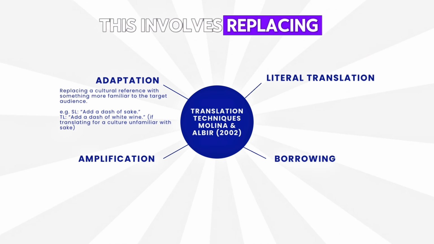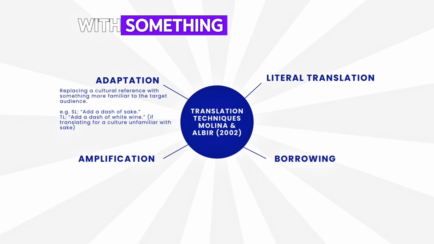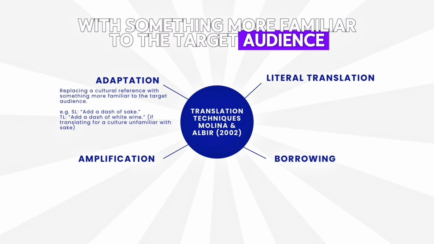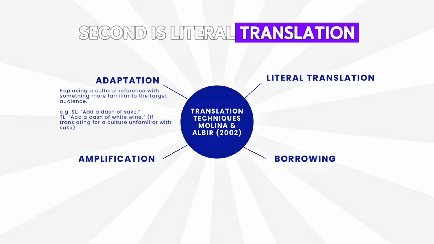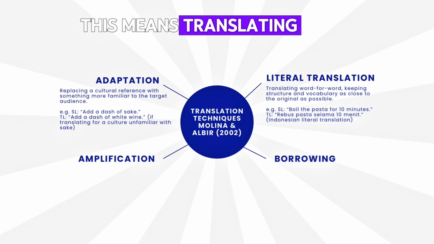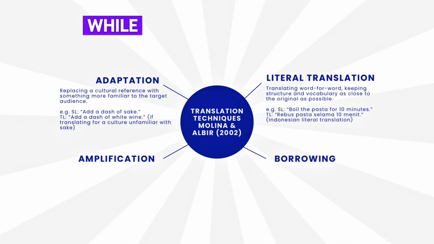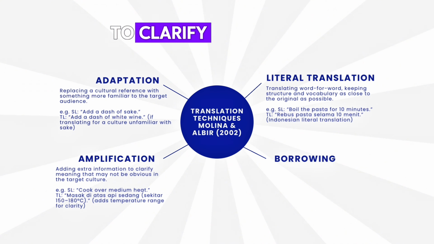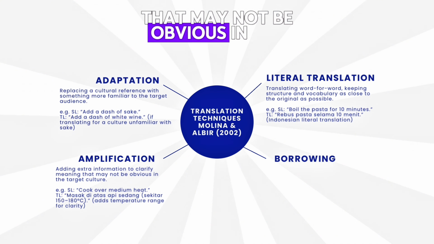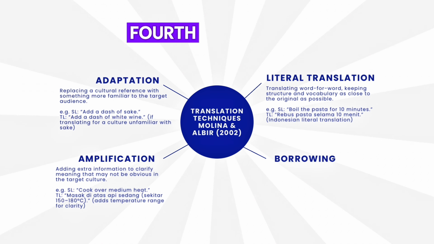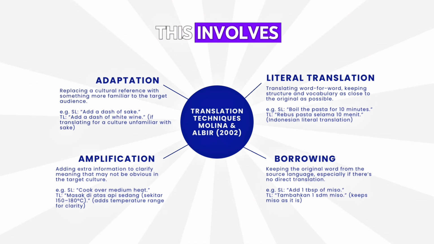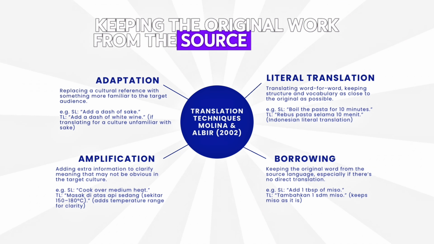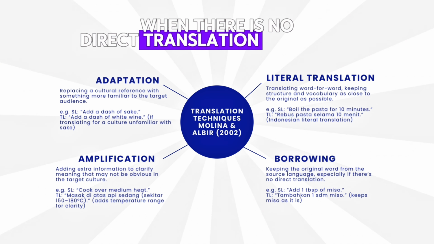This involves replacing a cultural reference with something more familiar to the target audience. Second is literal translation. This means translating word for word while keeping the structure and vocabulary as close to the original as possible. Third, amplification. These techniques add extra information to clarify the meaning that may not be obvious in the target culture. Fourth, borrowing. This involves keeping the original word from the source language when there is no direct translation available.